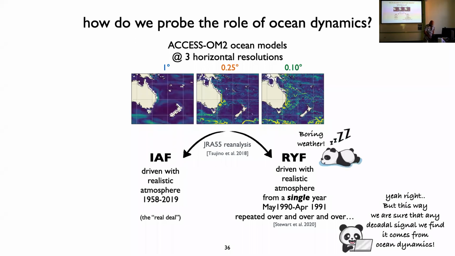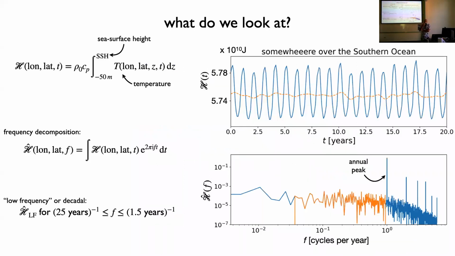So yes, this is a very boring weather, but by doing that, if we're forcing with the same year over and over again, and we are looking at patterns that vary at decadal timescales, we are sure that this pattern didn't come directly because the forcing was varying at that timescale. It came up because something the ocean did intrinsically and created that pattern. So that's how we can be sure that what we see has something to do with ocean dynamics. Okay, so, and what are we going to be looking for?